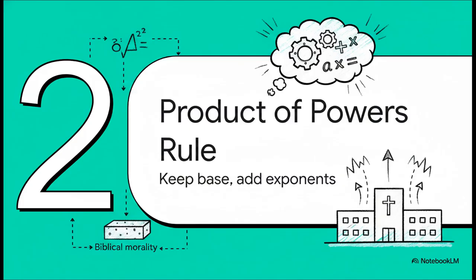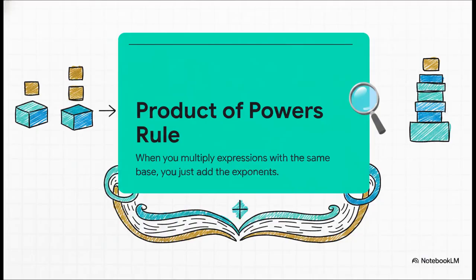All right, moving on to the actual math, the product of powers rule. The golden rule here? Keep the base and add the exponents. The core rule we're looking at is honestly beautifully simple once it clicks for you. The product of powers rule just says that when you multiply expressions that have the exact same base, you do not multiply the exponents. Instead, you accumulate them by adding. So the base stays exactly the same, and those little exponents, they just stack up together.